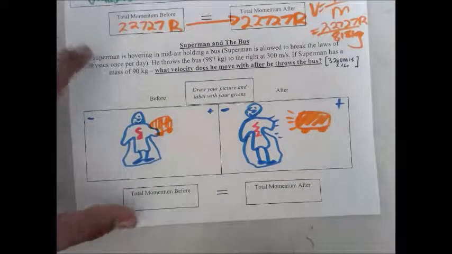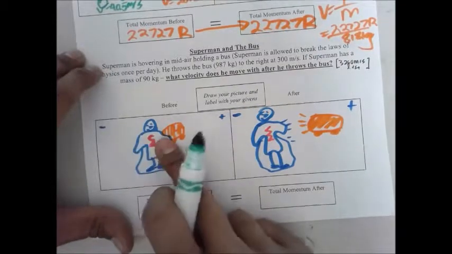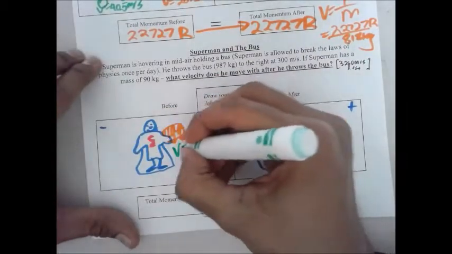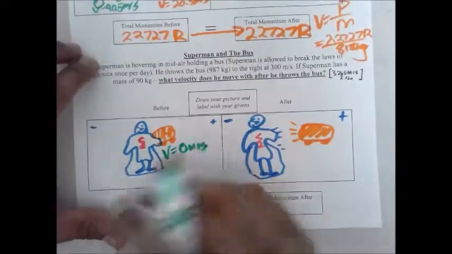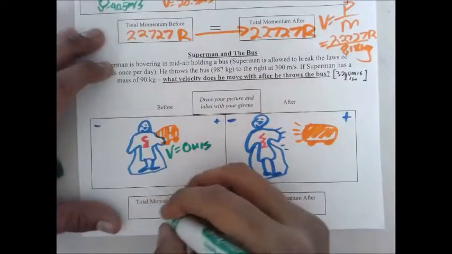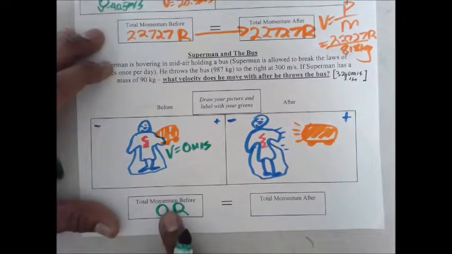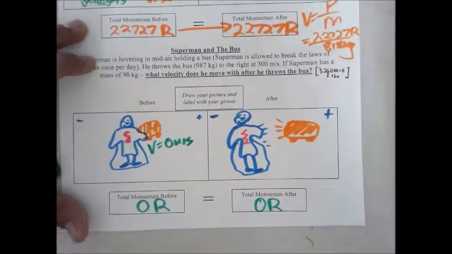Alright, so if Superman's hovering in midair holding this bus, in the very beginning the bus is hovering, Superman's hovering, they're not moving, so their velocity is 0 meters per second. If their velocity is 0 meters per second, then it does not matter what their mass is combined, right? So the total momentum before has to be 0. Total momentum before, if it's 0, also has to be 0 after the collision or the separation.